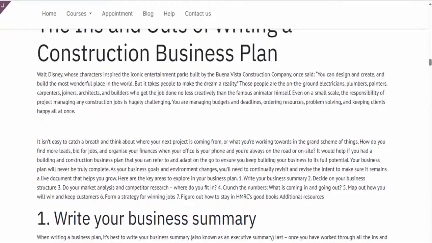Those people are the on-the-ground electricians, plumbers, painters, carpenters, joiners, architects, and builders who get the job done no less creatively than the famous animator himself, even on a small scale.